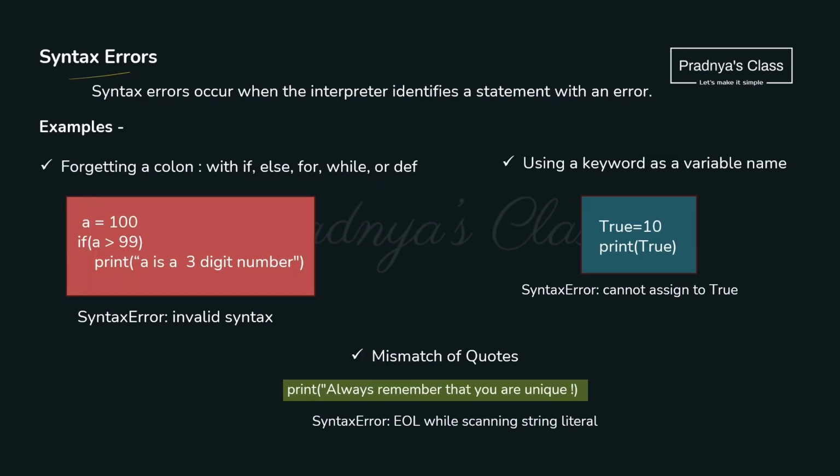If we talk about syntax error, it means we are not writing the syntax correctly. Here a colon is missing, that's why we are getting a syntax error. True is a keyword and we are trying to use it as an identifier, so this also will give a syntax error. Here we started a double quote but forgot to end it. So when we don't follow the syntax of the programming language, we get a syntax error.